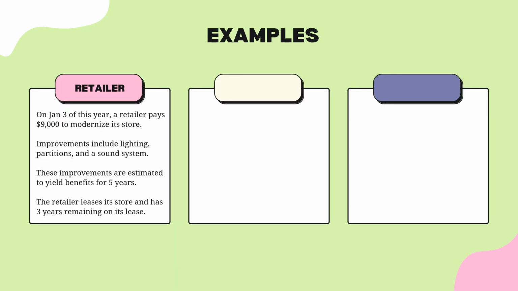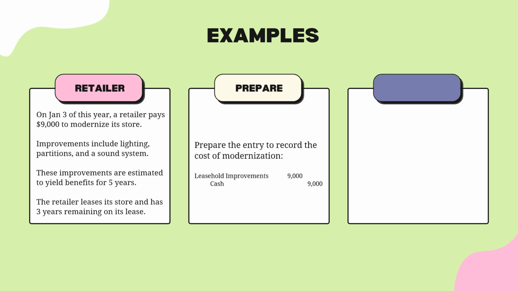Let's take a look at another example. We have a retailer. On January 3rd of this year, a retailer pays $9,000 to modernize its store. Improvements include lighting, partitions, and a sound system. These improvements are estimated to yield benefits for 5 years. The retailer leases its store and has 3 years remaining on its lease.